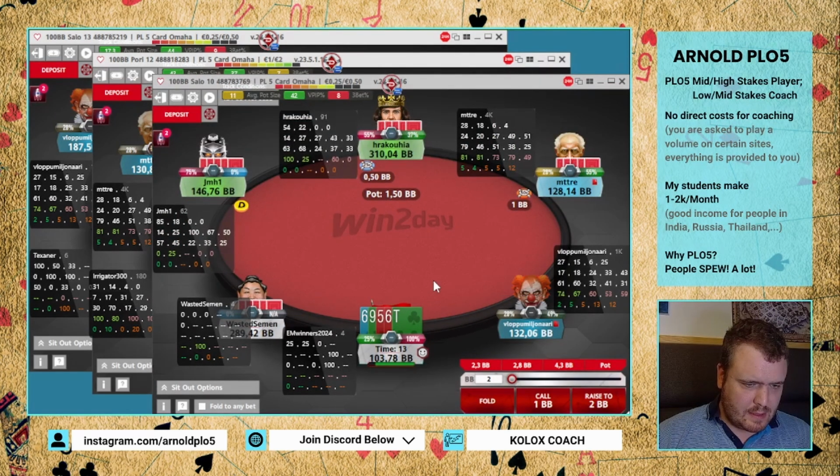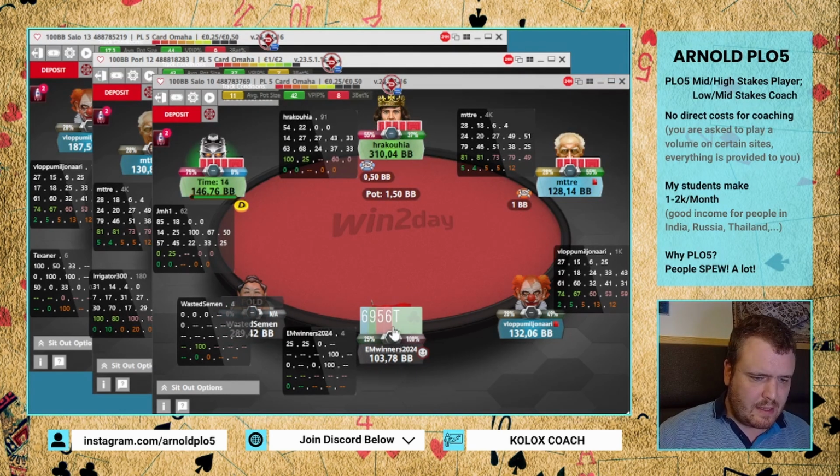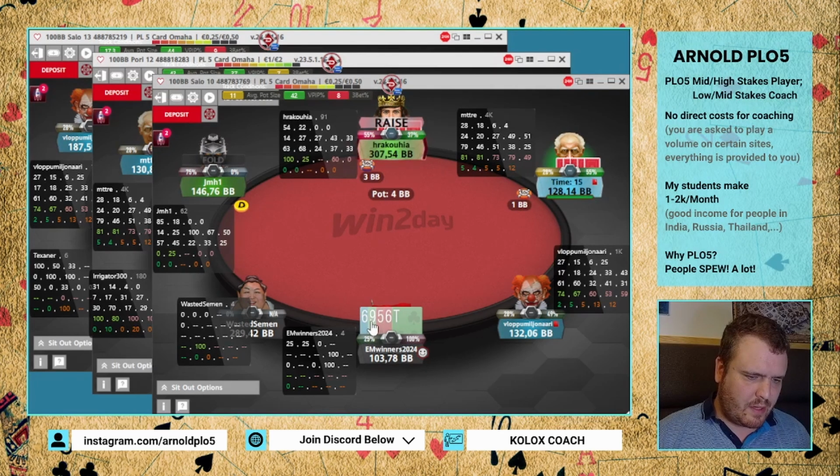10, 9, 6, 6, 5. No. Too disconnected. When there are two gaps in the middle, 8 and 7, and a small pair even hurts the hand more than it helps the hand, it's not a hand you should play.